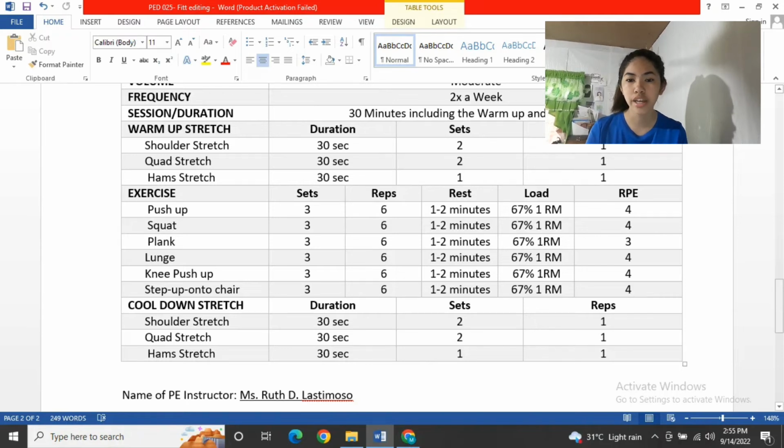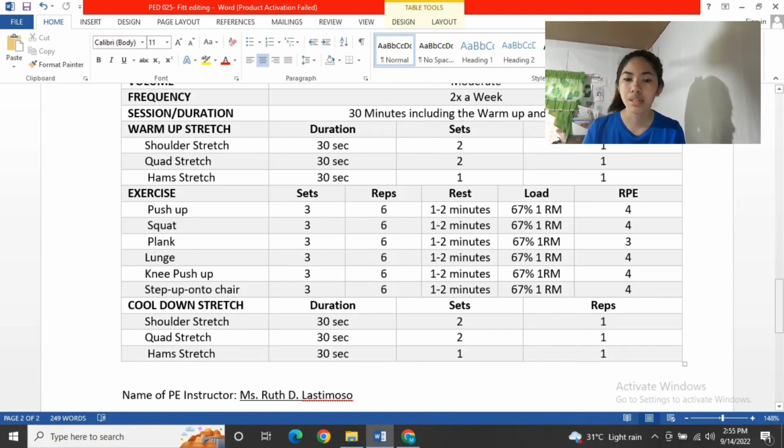So in my lunge, I have 3 sets, 6 reps, 1 to 2 minutes of rest, 67% of load, and an RPE of 4. And in the knee push-up, I have 3 sets, 6 reps, and I have 1 to 2 minutes of rest, 67% of load, and 4 RPE. And my step-up on chair, I have 3 sets, 6 reps, and 1 to 2 minutes of rest with a 67% load and 4 RPE.